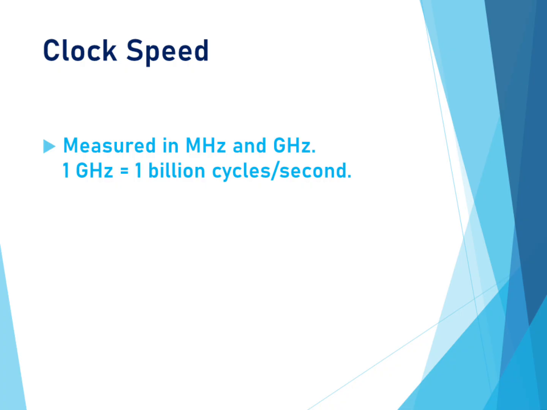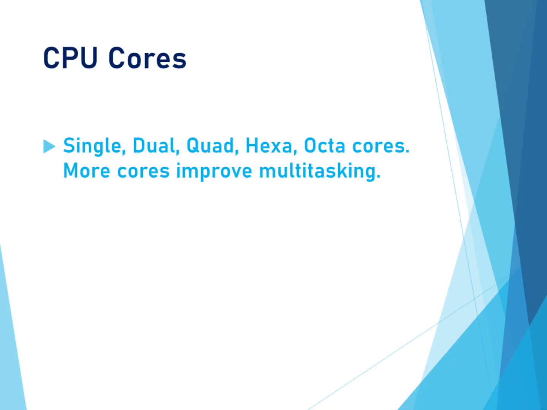Generally, a high clock speed allows the CPU to process more instructions per second. However, clock speed alone does not determine performance. Other factors such as the number of cores, cache memory, and processor architecture also play an important role in determining the performance of a computer.